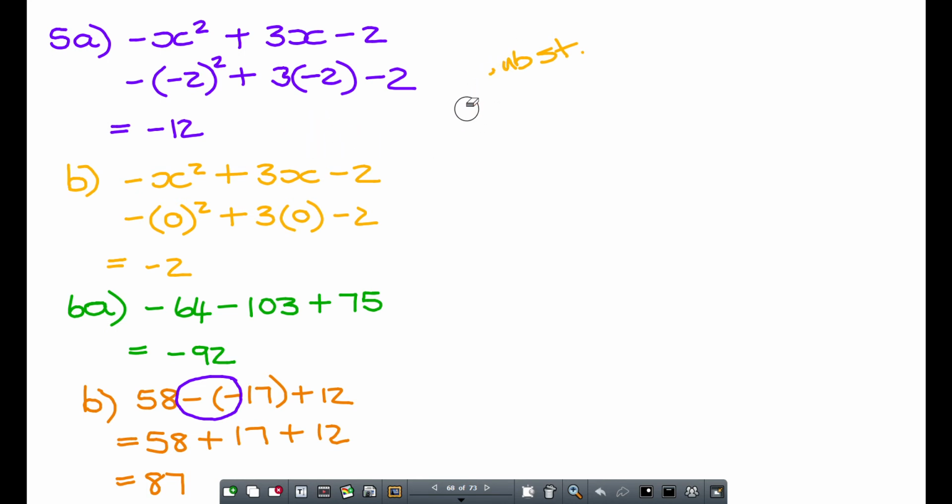Okay, right, the same at B, but now x was 0. So again, everywhere I see x, I just put 0, but in brackets. And then that first part is still going to give me 0, plus 0, and then minus 2. So that's why my final answer will be minus 2.